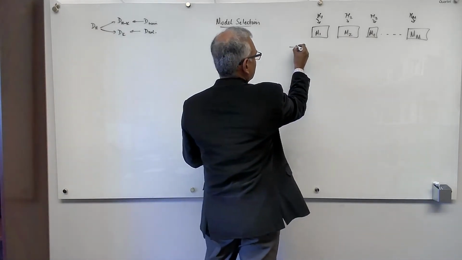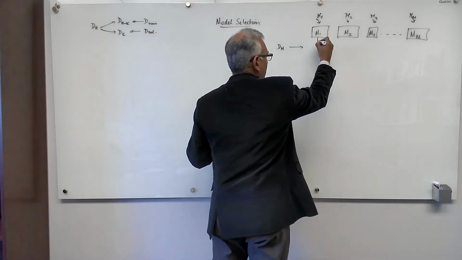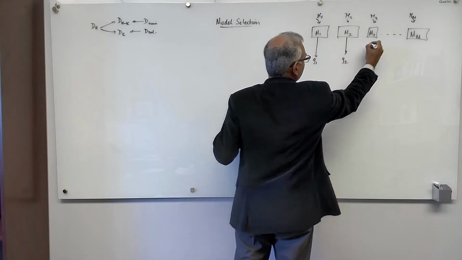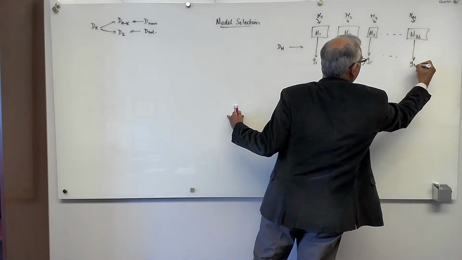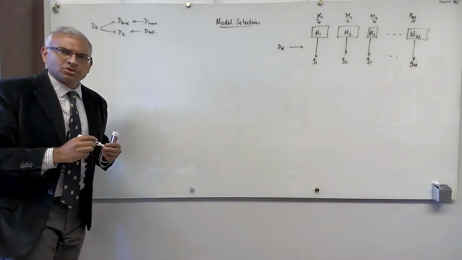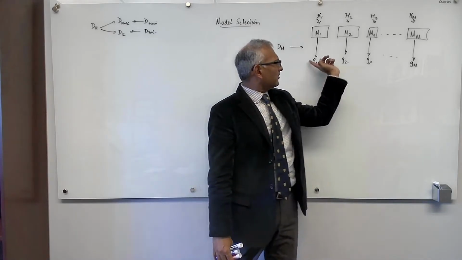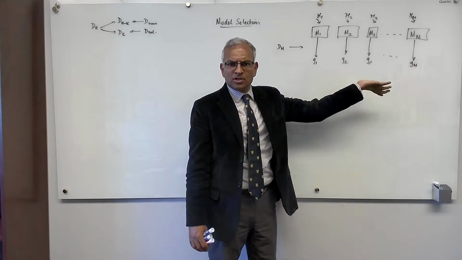So you have your data set D_N, your full data set, and if you train your model 1, you get g1. If you train your model 2, you get g2. If you train your model 3, you get g3, and so on, you get g_M. So the model selection problem is, I've trained all my models, and now I need to pick one. Which one should I pick?